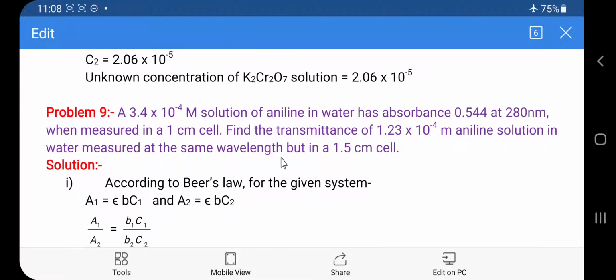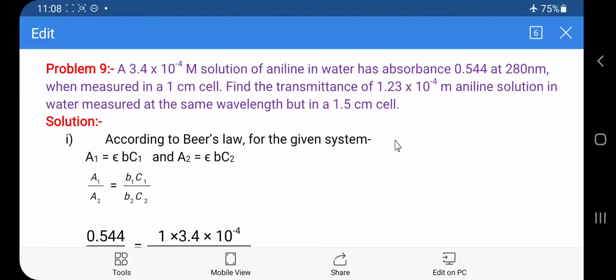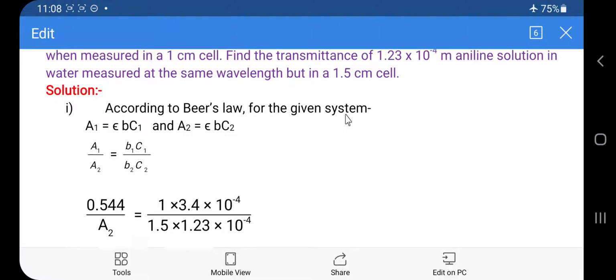So let us consider another problem. A 3.4 × 10^-4 molar solution of aniline in water has absorbance 0.544 at 280 nanometer when measured in a 1 centimeter cell. This is case number 1. Then find the transmittance of a 1.26 × 10^-4 molar aniline solution in water measured at the same wavelength but in a 1.5 centimeter cell.